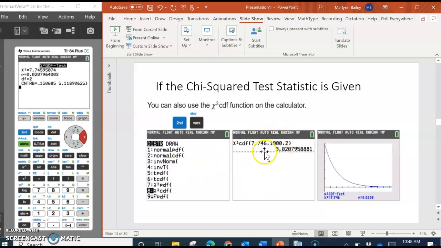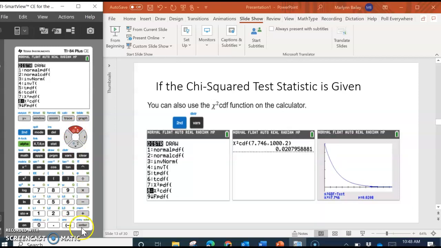So these are screenshots, but I'm going to run it really quick. So we would go to the same way we'd find normal distribution, our normal CDF and inverse norm. You do second vars, and we are going to do a chi-squared CDF instead of normal CDF. Let's say they gave you a test statistic of our same test statistic of 7.746. That's going to be your lower bound. Your upper bound, we use positive infinity. I was going to say negative, but we're doing it. Notice it's always right-tailed for a chi-squared test, so we always use positive infinity as the upper bound.